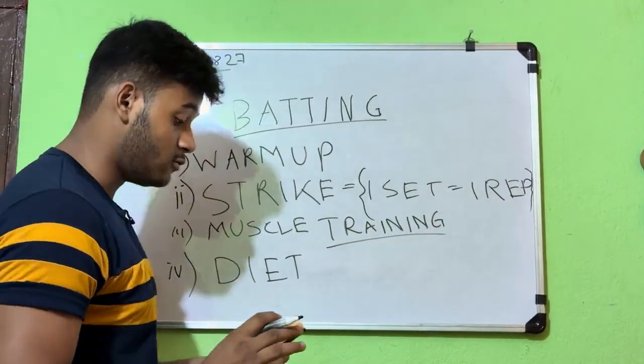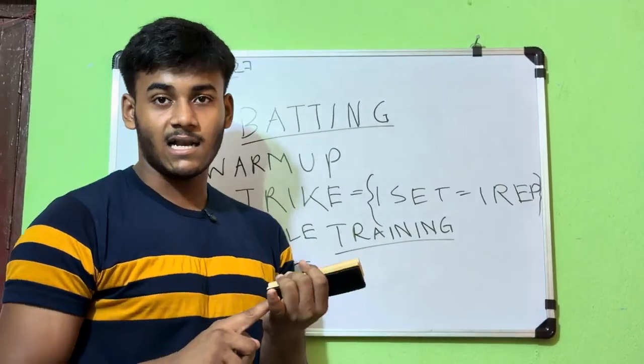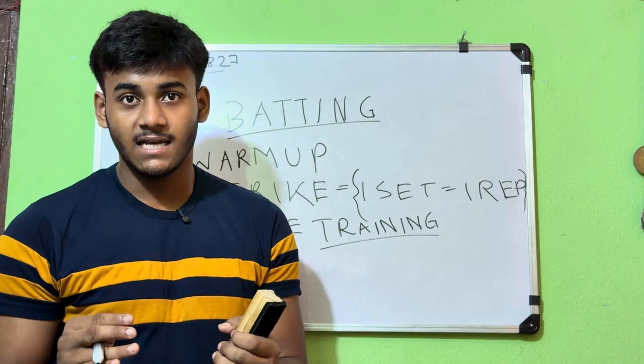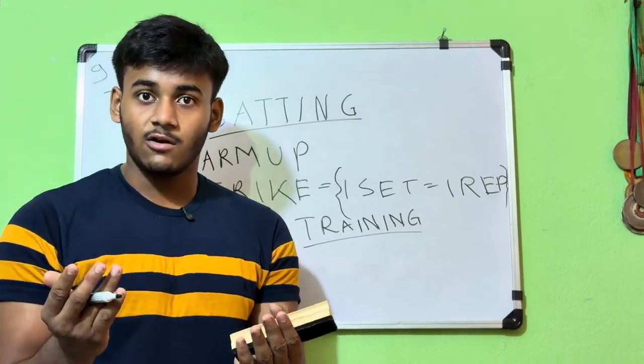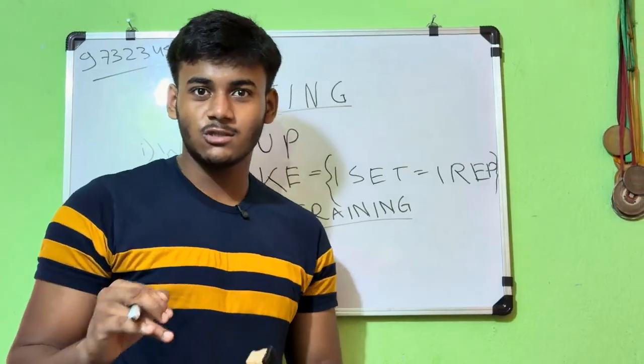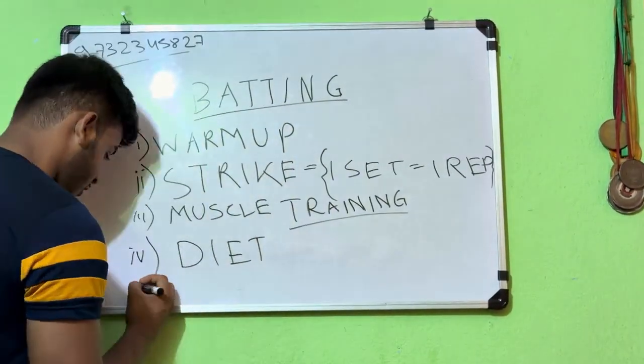Diet is very important. You have to be either in a calorie surplus or a calorie deficit. Now, what is calorie surplus and what is calorie deficit? Calorie surplus means eating more than your maintenance calories, and calorie deficit means eating less than your maintenance calories. That's very simple, simple as hell. You guys don't freak out, okay?